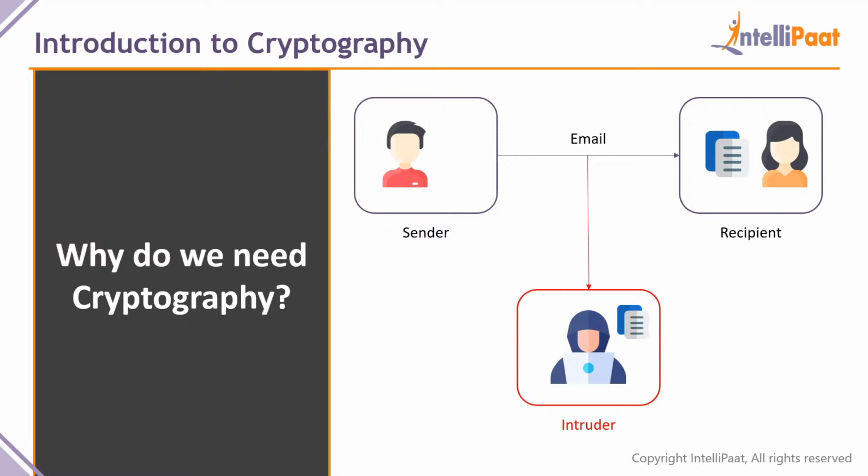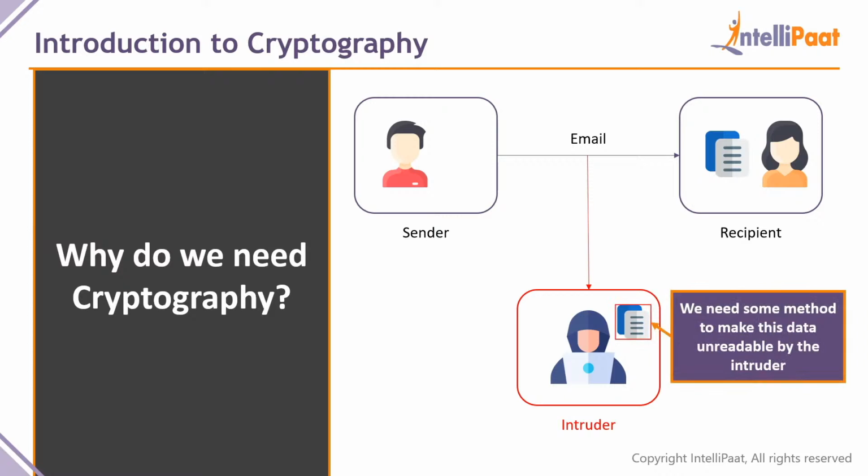Or worse, what could happen is it could go to the intruder first, the intruder could make some adjustments to it, and then it could go to the recipient. Either way, this is not something you want. So, how do you fix that? The intruder is able to read your data. We need some method to make this data unreadable by the intruder. So this data that the intruder also gets access to, even though he has access to the email line, we need to do something with this file that makes it unreadable by the intruder.